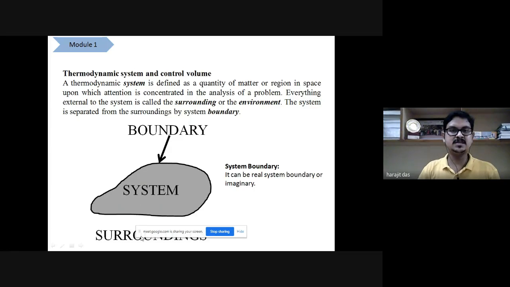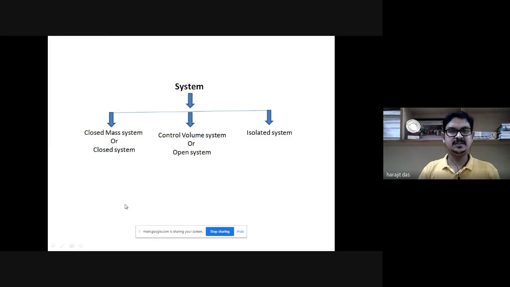Okay, so system plus surrounding will compose the universe. The system is of basically three types. The first one is the closed system, or it is called a closed mass system, because to have a system it should have mass. That system which is closed is called a closed mass system, or a closed system. We will call it a closed system mainly.